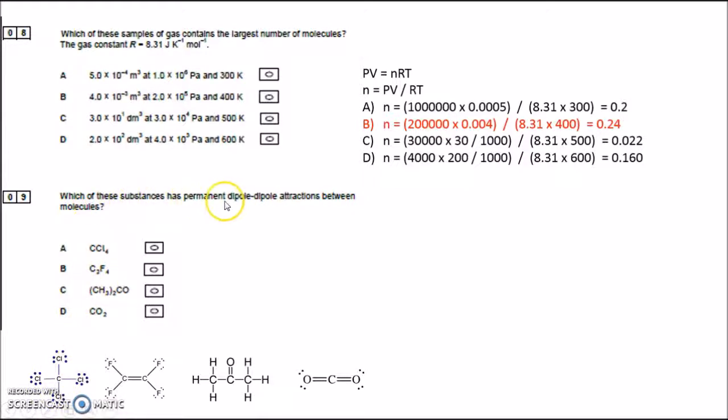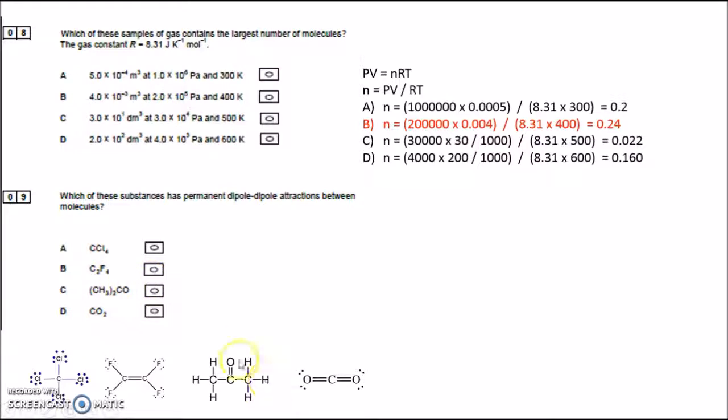So another way of looking at this is, which of these has permanent dipole-dipole attractions between molecules? In other words, is not completely symmetrical. If it's completely symmetrical, you won't get permanent dipole-dipole attractions between molecules. So CCl4 has no permanent dipole-dipole attractions because it's completely symmetrical in both the y-axis and the x-axis. If we look at C2F4, it's symmetrical about the y-axis and it's symmetrical about the x-axis.